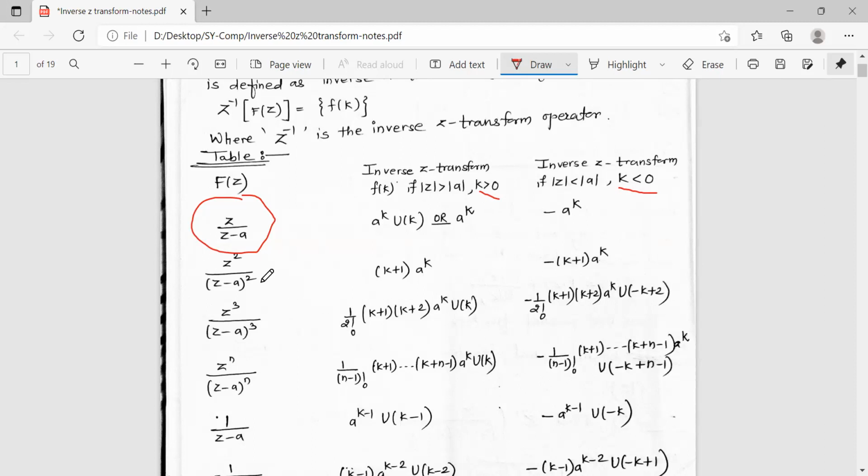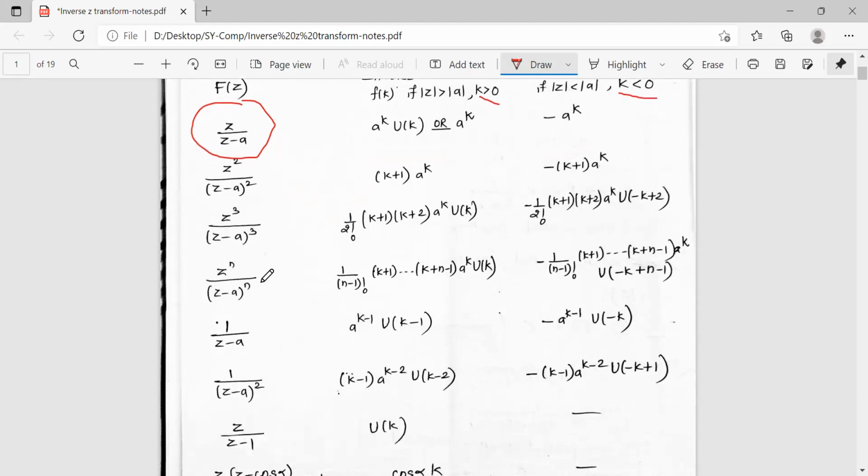Similarly, these are a few expressions, but we are hardly using them: z square upon z minus a square, z cube upon z minus a cube, and all.